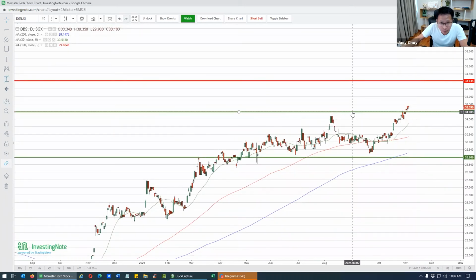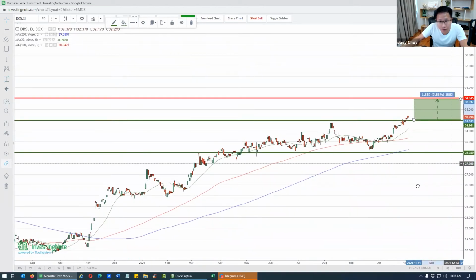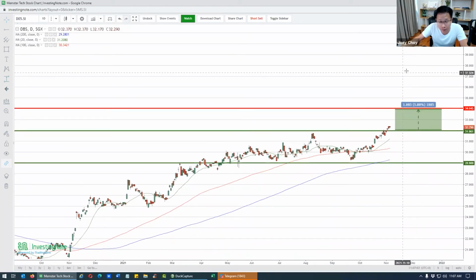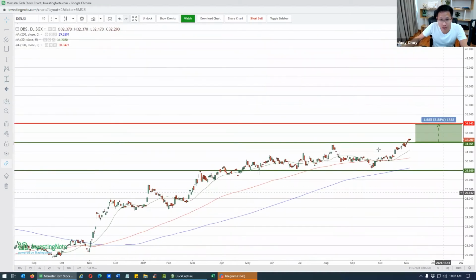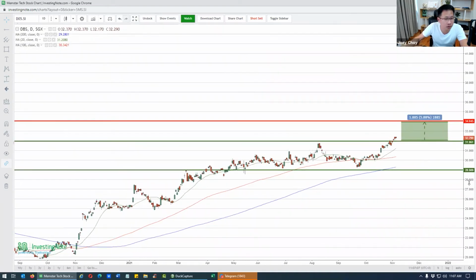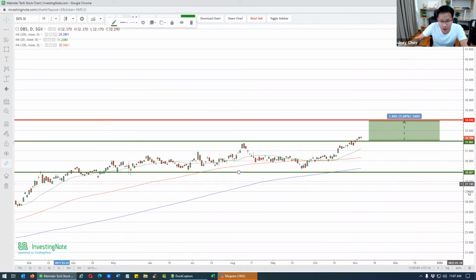So this 32 has now turned from a little bit of a resistance into a support level, and that's where I would say the uptrend can potentially continue further, right? Maybe to 33 to 34 in the short to mid term, as long as we stay above this $32 level.